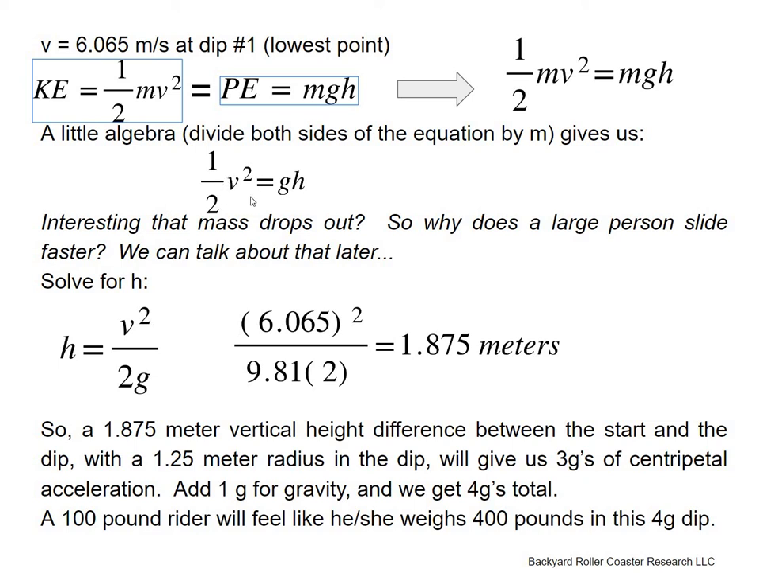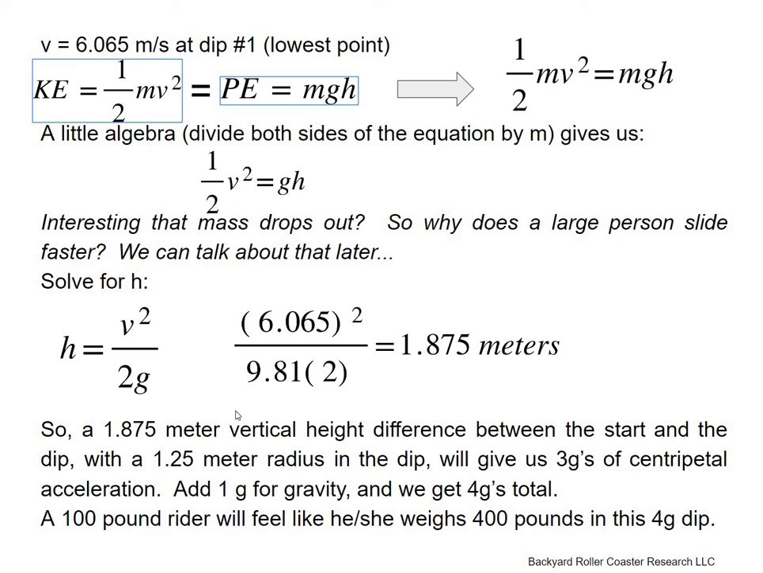That would mean in a perfect world, it wouldn't matter if a child or a great big adult, it would be the same for a small mass and a big mass. It's not quite the same. We'll talk about it later. So we solve this equation for h, which means we divide both sides of the equation by g, and we come up with this. We plug in the numbers. We come out with a height of 1.875 meters. And that's pretty reasonable. We could build that in the classroom or outside, and nobody's going to get too high to get hurt while we're building it.